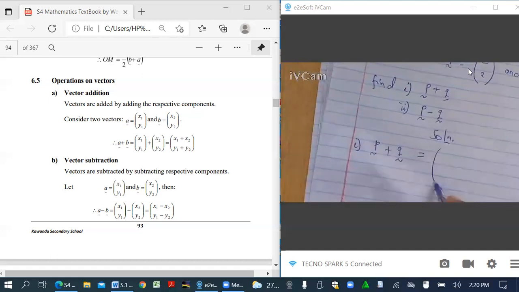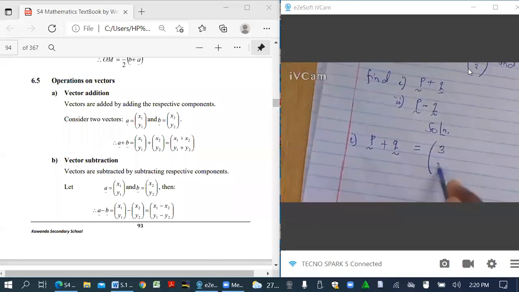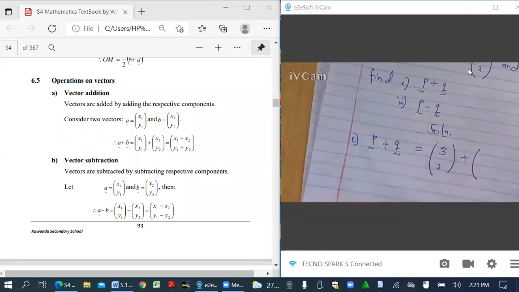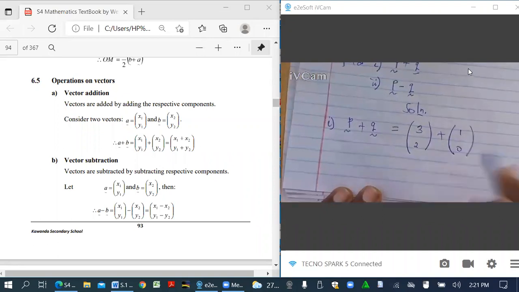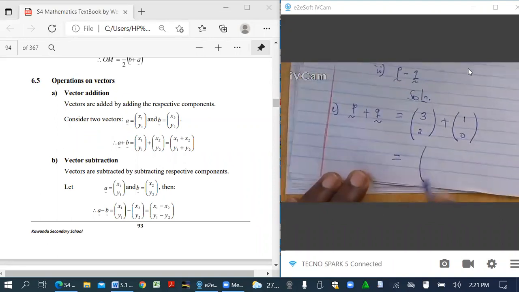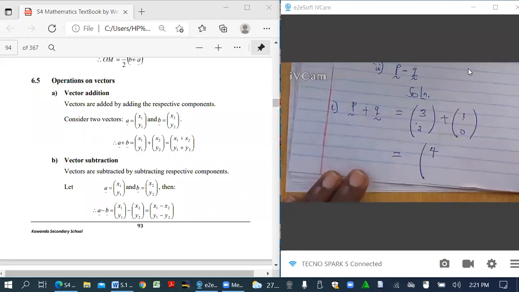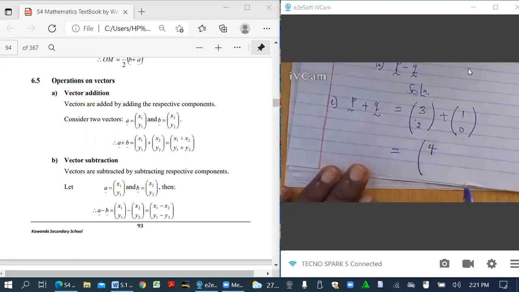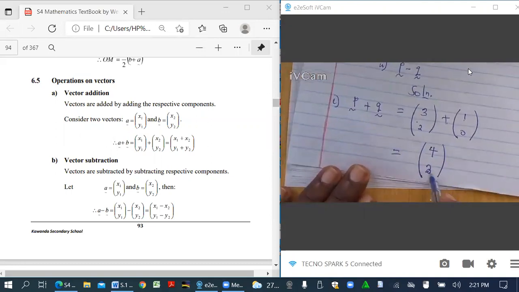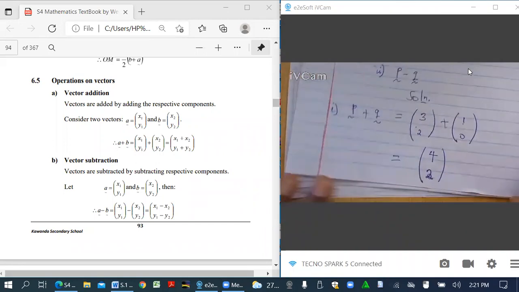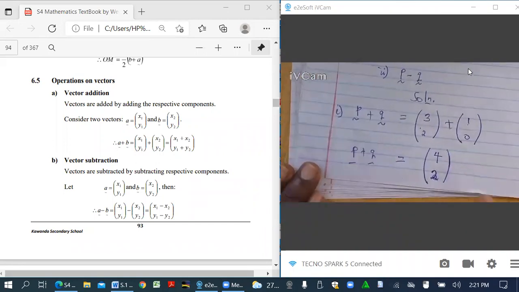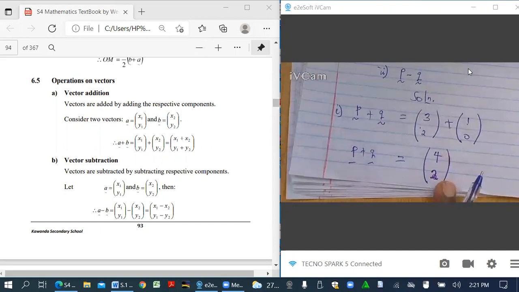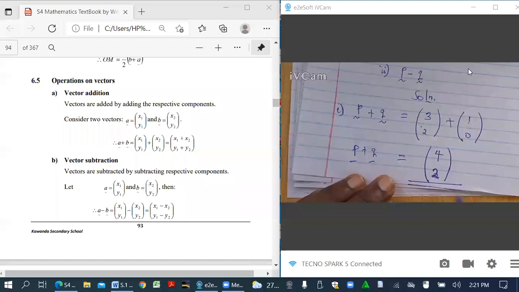P plus Q equals... I said don't change the order, okay? So which means I have 3 and 2 plus 1 and 0. What do you get? 3 plus 1, we get 4. Then 2 plus 0? We get 2. So which means P plus Q is equal to 4 and 2.